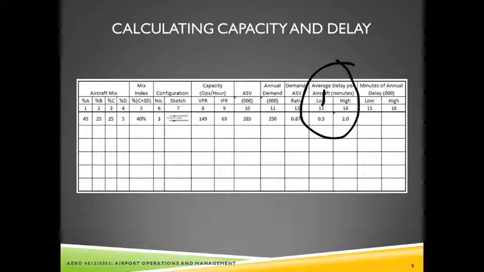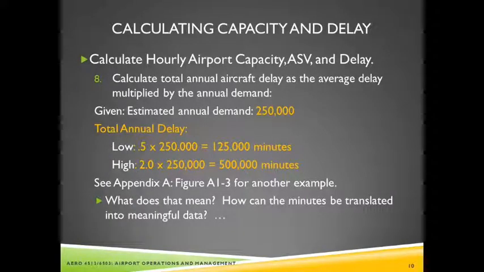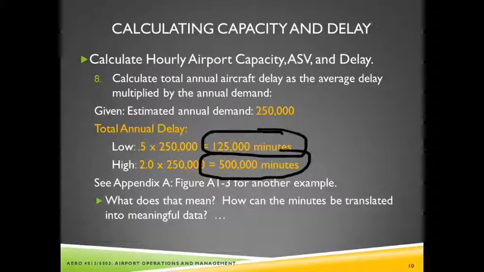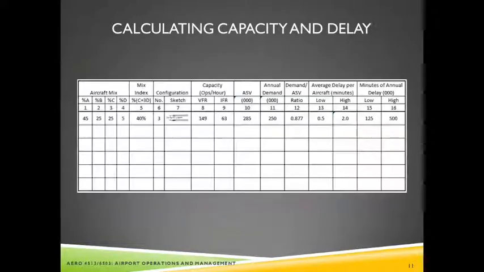So it's 0.5 minutes delay and 2.0 minutes delay. Multiply that times our expected annual demand of 250,000 operations, and we find out that we are anticipating, on the low side, an annual average delay of 125,000 minutes, or worst case scenario on the high side, 500,000 minutes of delay. So we plot the results in the spreadsheet, and in the next video now we're going to translate these numbers into meaningful data.